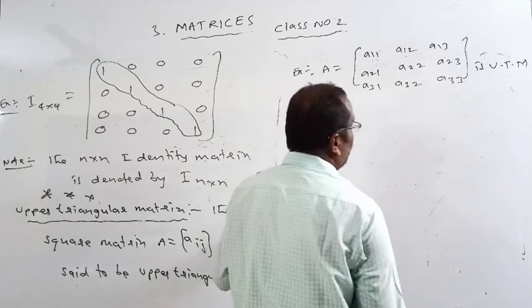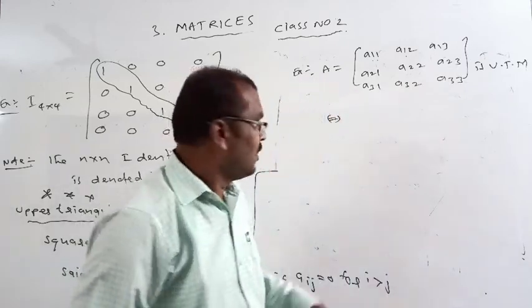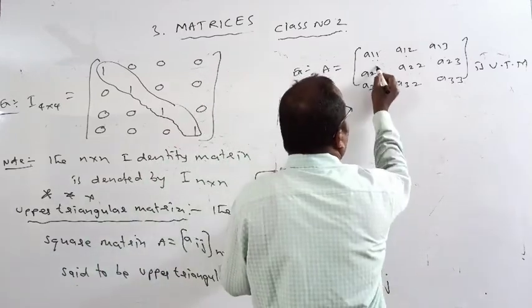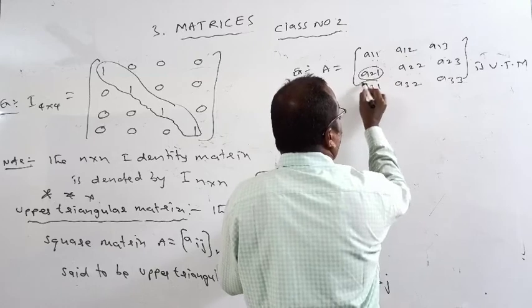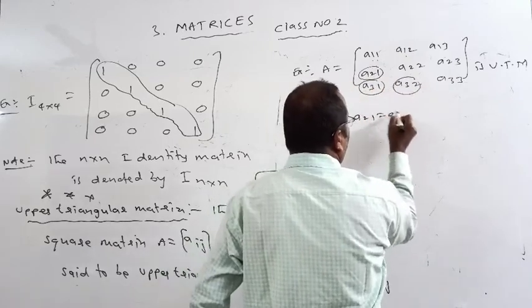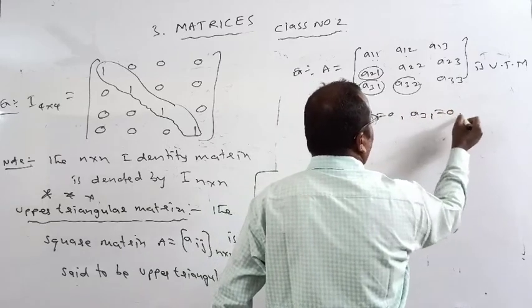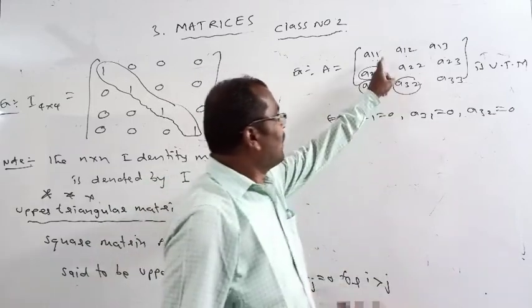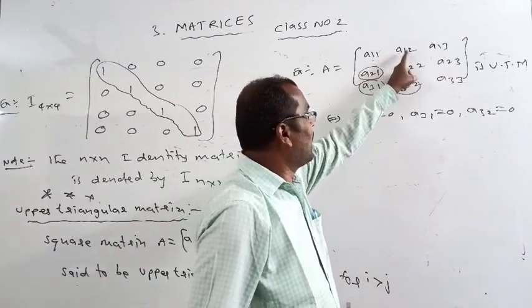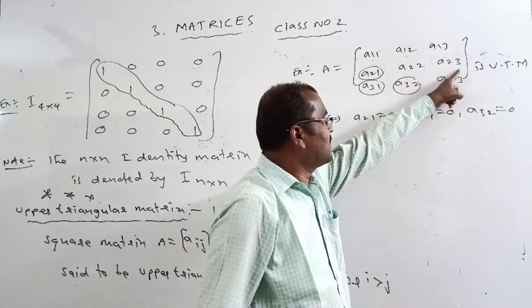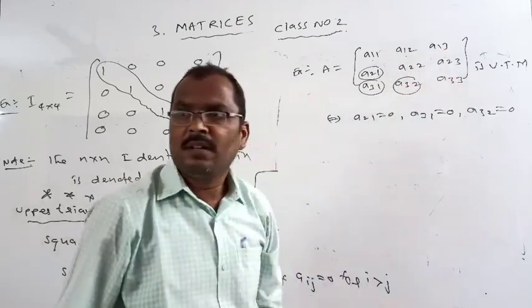See this one, i should be greater than j. So the first number should be greater than the second number. This one should be 0. This one should be 0. This one should be 0. A21 equal to 0. A31 equal to 0. A32 equal to 0. Here 1 equal to 1, i less than j, i equal to j, i less than j, i less than j.